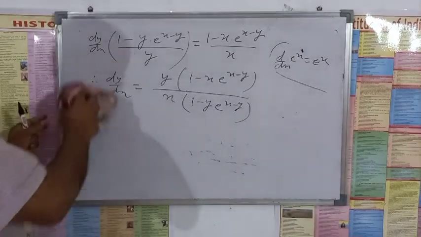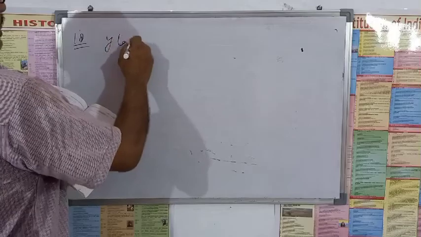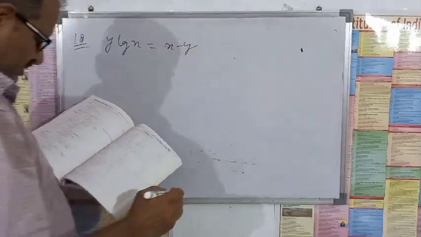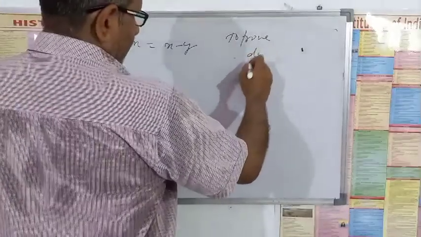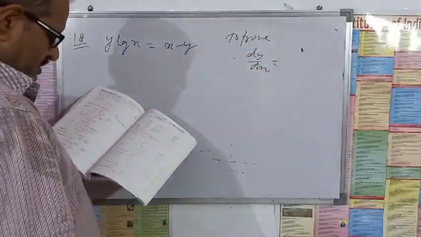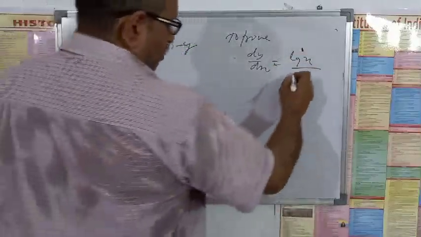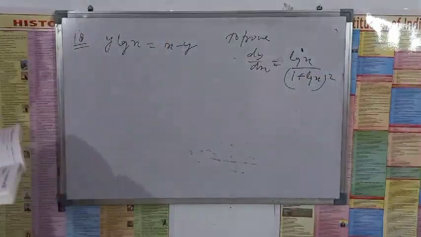Next question, question number 18. It is given y log x is equal to x minus y, and we have to prove dy by dx is equal to log x upon 1 plus log x whole square.